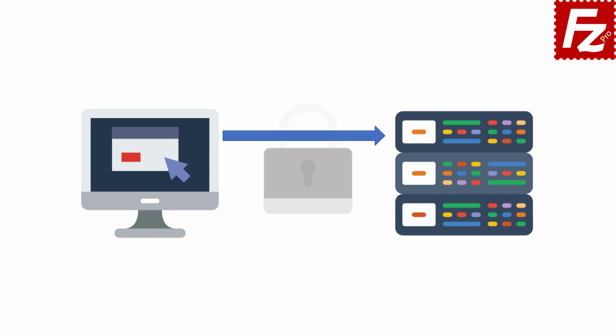The client can now send requests for file operations. The server checks the permission for the operation, and if allowed, the operation is performed. Then returns success or failure. SFTP is supported by both FileZilla and FileZilla Pro.